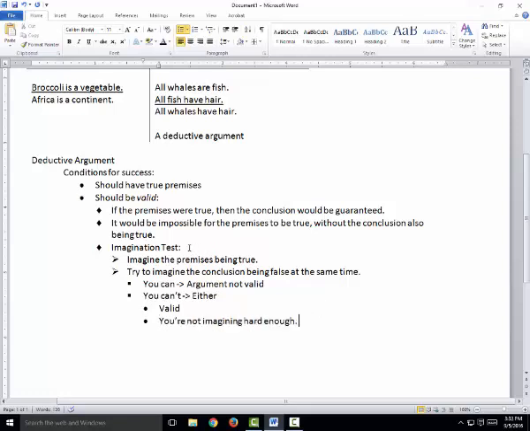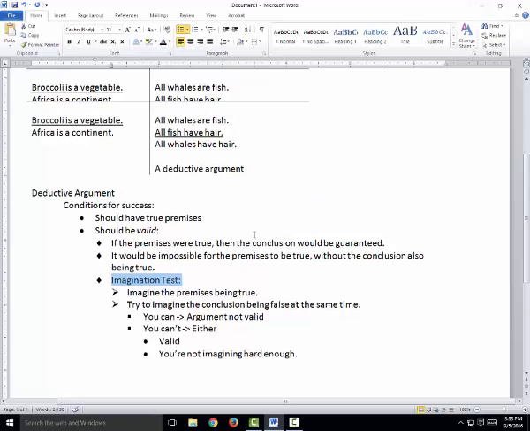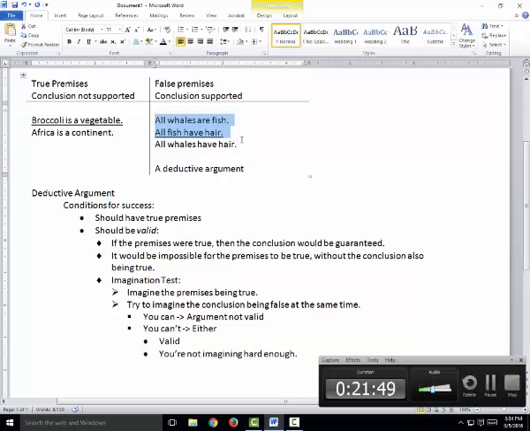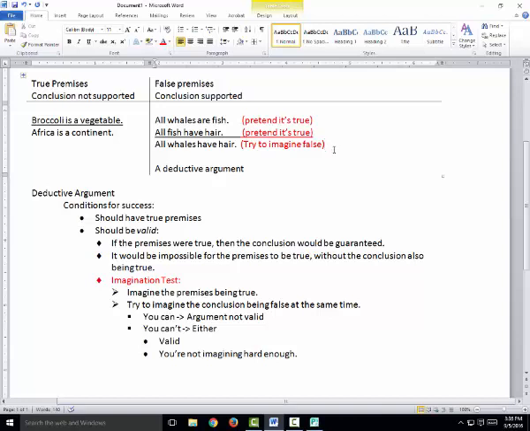So, for example, let's try applying the imagination test to the argument above, the one about whales. We imagine that all whales are fish, and then we at the same time imagine that all fish have hair. And then we try to imagine at the same time that whales don't have hair. So essentially we're assuming or pretending that whales are fish and that fish have hair, and we're trying to pretend at the same time that whales don't have hair.